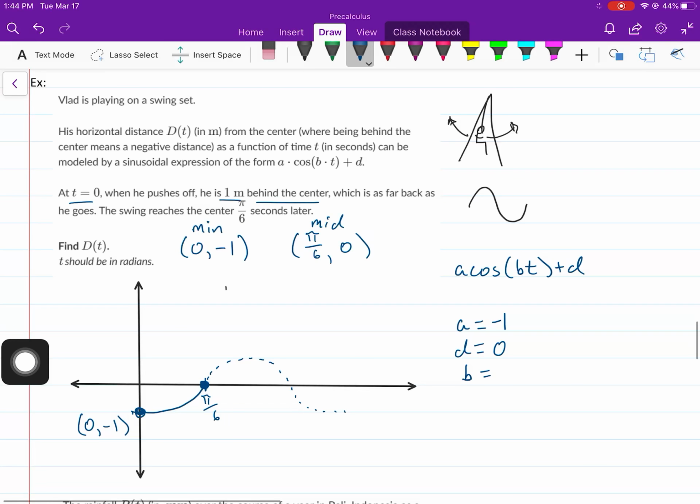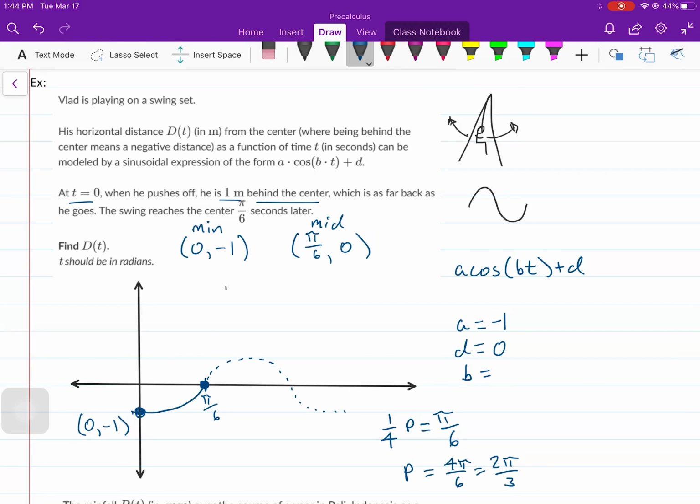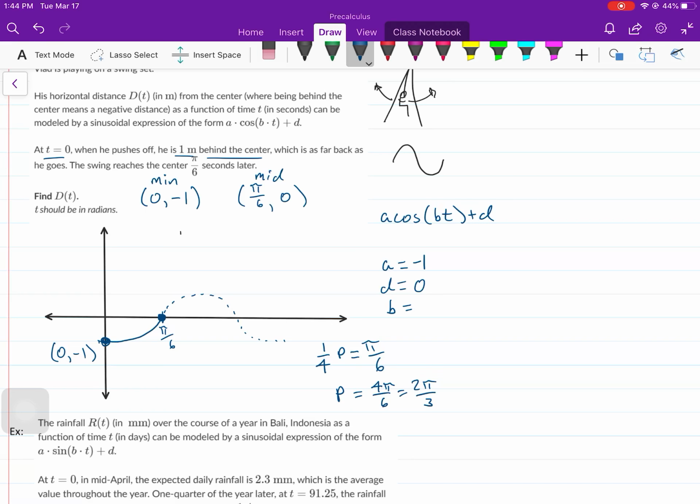And then last, to figure out b, we need to know what the period is. Well, this is a quarter of our cosine curve, so a quarter of our period, a quarter of p, we'll say p is our period, is pi over 6. So I'll multiply that by 4 to get 4 pi over 6, or 2 pi over 3. So that's what our period is. So we know that that's not b, that's the period. So I'm going to take 2 pi over b, the formula for the period, and set that equal to 2 pi over 3. You can cross multiply and solve, but you'll see that b has to be 3. Both numerators are 2 pi. So in order to make this equation the same, you would need b to be 3.